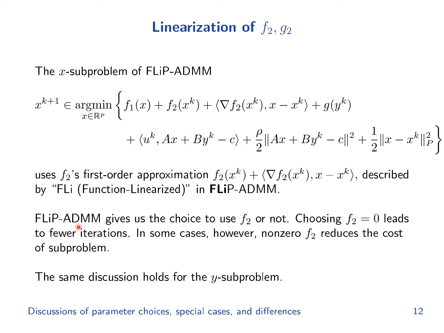When we apply FLiP-ADMM, we have the choice to use f2 or not. Choosing f2 equals 0 tends to give you a fewer total number of iterations. However, non-zero f2 reduces the cost of the subproblem because we only need to calculate the gradient at xk, and f2 is not involved in minimization. This is the discussion on f2 for the X subproblem. The same discussion also holds for g2 and the Y subproblem.